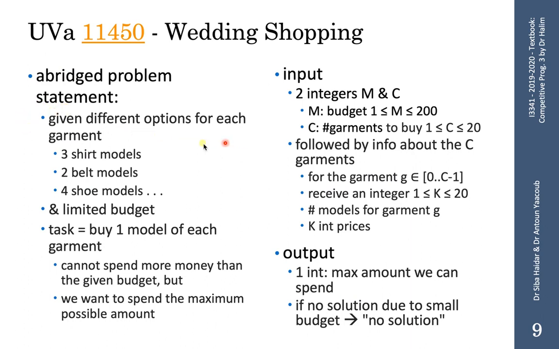Given different options for each garment, so you have to buy shirt, belt, shoes, dress, etc. And for each garment, there are different options, different models. For example, you have 3 shirt models, 2 belt models, 4 shoe models. And you have a limited budget, a limited amount of money. The task in this problem is to buy 1 model of each garment. You cannot spend more money than the given budget, but you want to spend the maximum possible amount. You don't want to leave money with you; you can leave only the minimal amount.